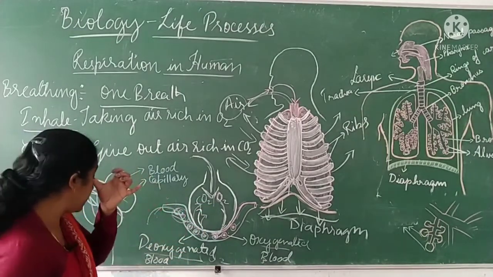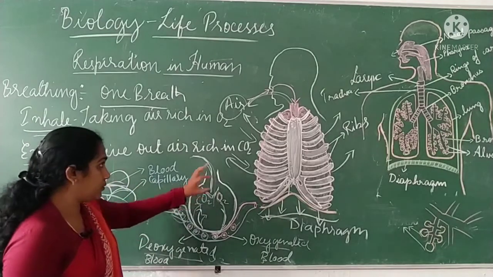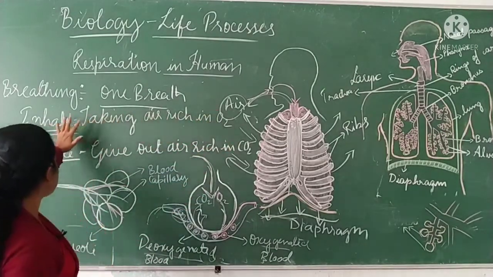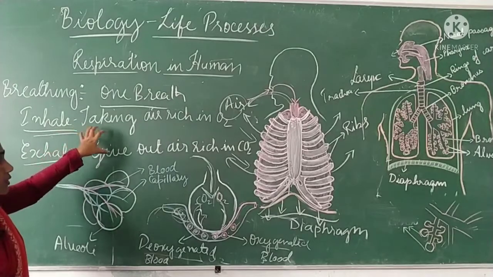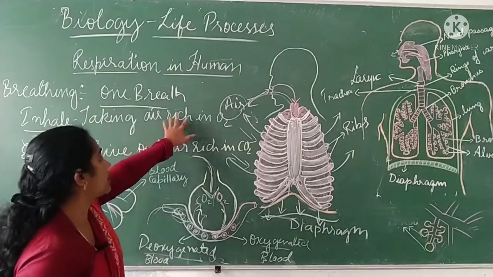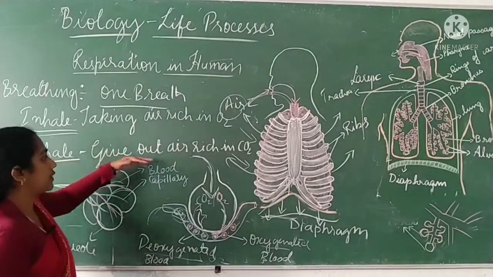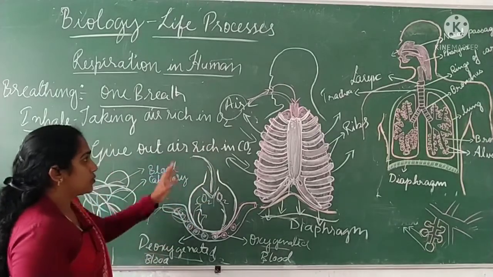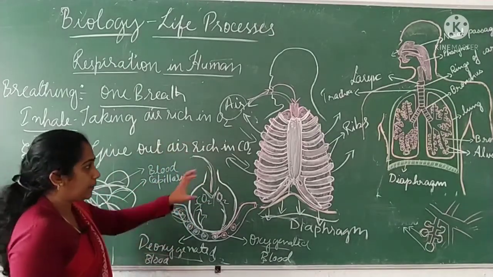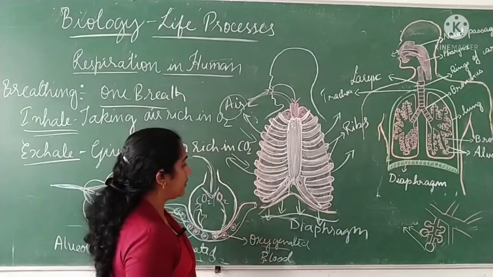Hope it's clear for you. Once again I'll explain. Now you understood what the inhaling and exhaling process is, right? Inhaling is taking in air rich in oxygen. Exhaling is giving out air rich in carbon dioxide. That inhaling and exhaling happens by the movement of the ribs and diaphragm.